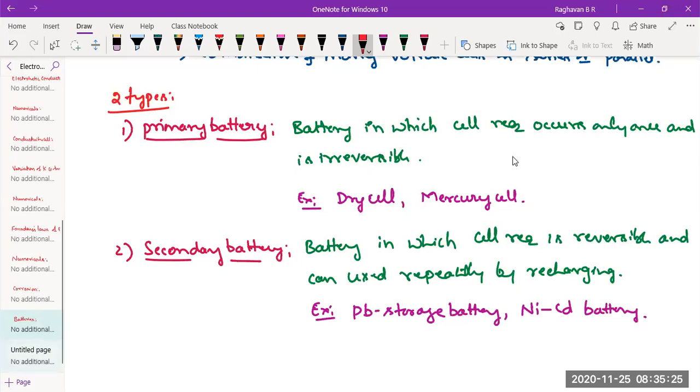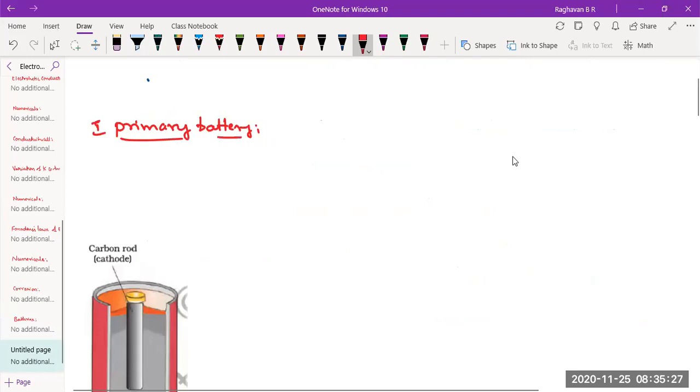Okay. So under primary battery, we are going to take example dry cell. This is also called Leclanche cell.